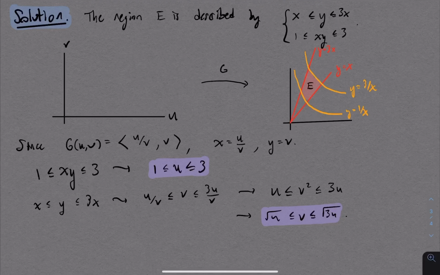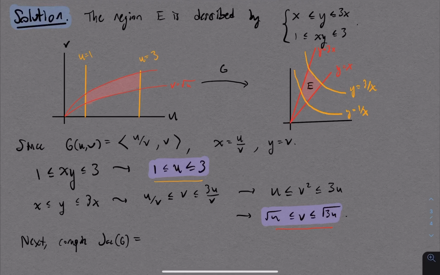Let me sketch a picture of this really quick. This inequality came from the two orange lines. So u equals 1 and u equals 3 would look something like this. And the second inequality came from the two red lines, roughly. So we have v equals the square root of u, which maybe looks like that. Then we have v equals the square root of 3u, which is going to look something like this. So here's our region. Next, we'll need the Jacobian of g.